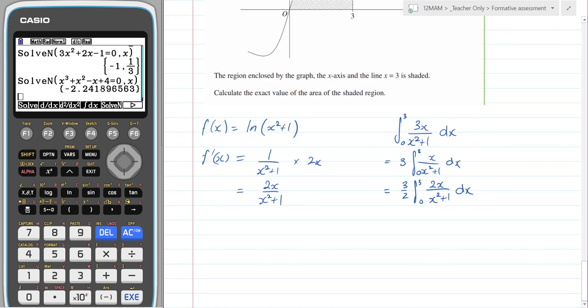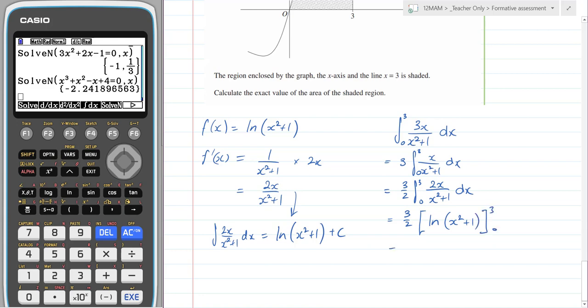That's still not right though, because this calculation here tells me that the integral of 2x over x squared plus 1 dx is equal to the natural log of x squared plus 1 plus c. So I had to divide the outside by 2 so I could get a factor of 2 on the inside. And now I get this, 3 over 2, and then natural log x squared plus 1 between 3 and 0.